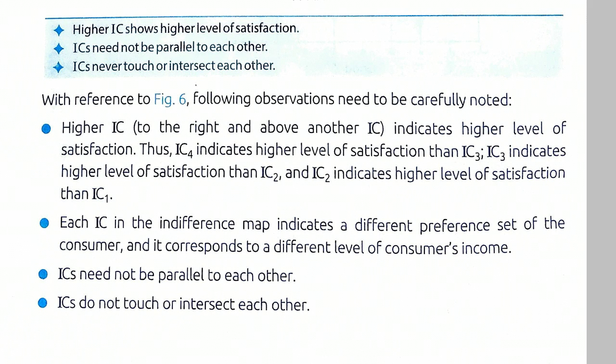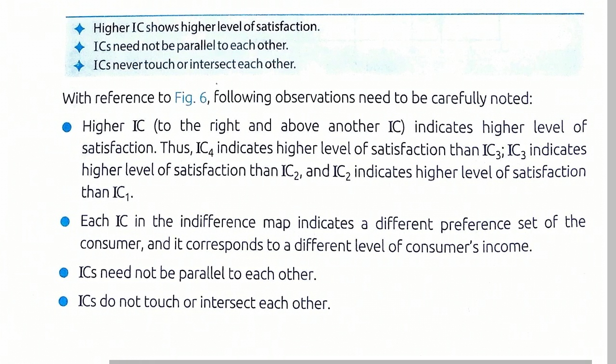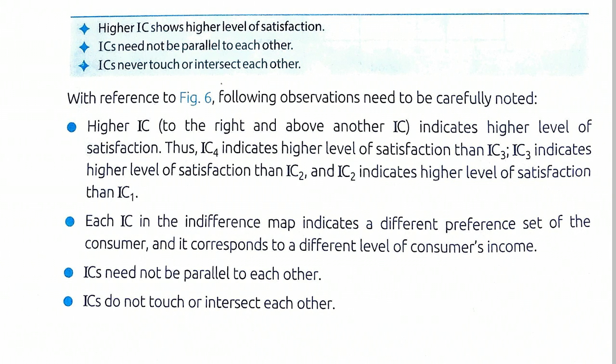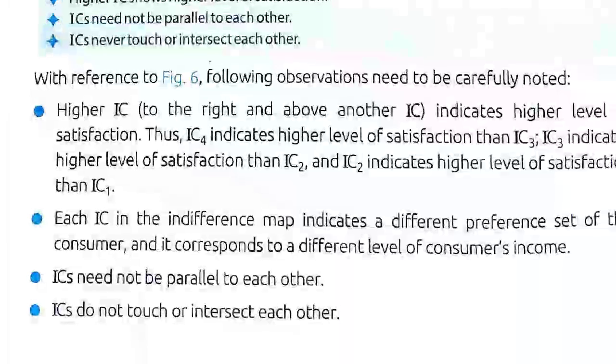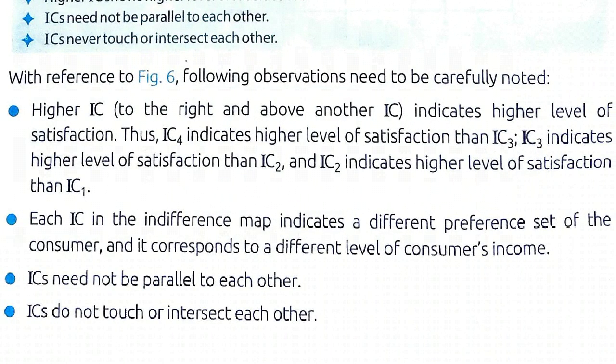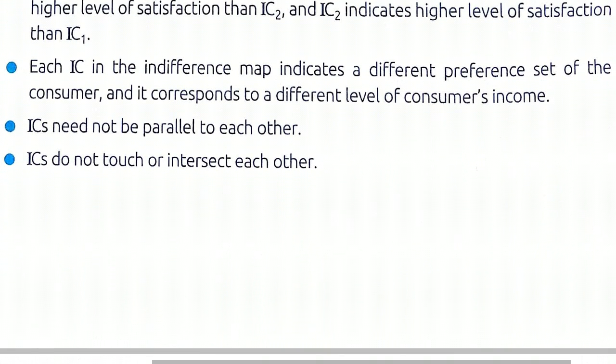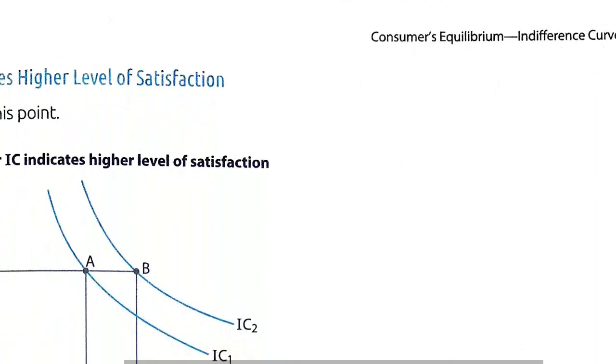Each indifference curve in an indifference map indicates a different preference set of the consumer, and it corresponds to a different level of consumer's income. Normally, a higher level of satisfaction is achieved at a higher income level. So if you are spending more, you will have more satisfaction, and if you spend less, you will have less satisfaction. Then, indifference curves need not be parallel to each other, and they do not intersect each other. Remember these points to understand.